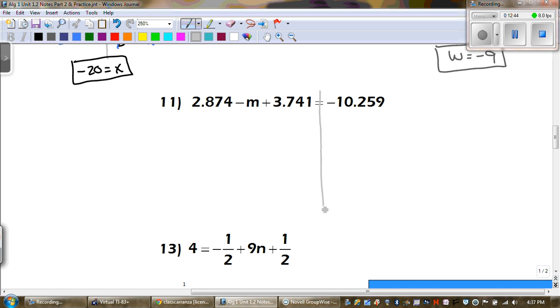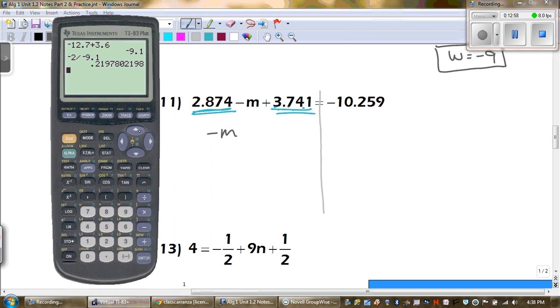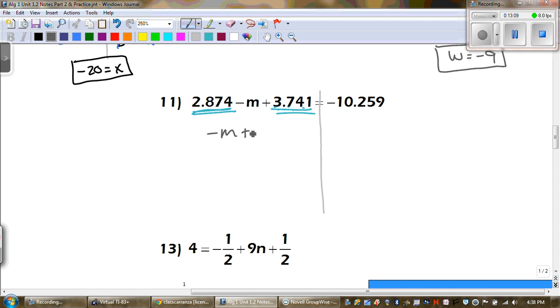Okay, same thing with 11. Find your like terms. Add those up. We get negative m, and then I've got 2.874 plus 3.741. That gives us 6.615. So plus 6.615.